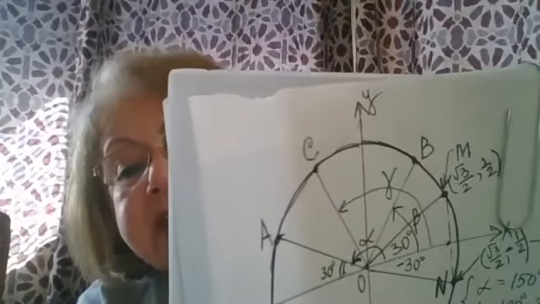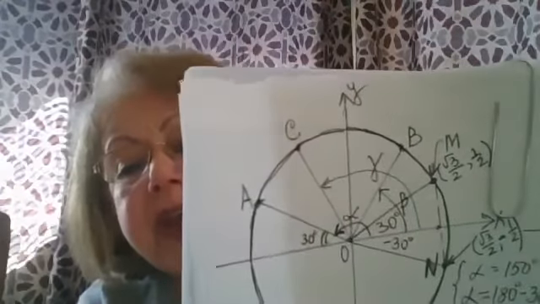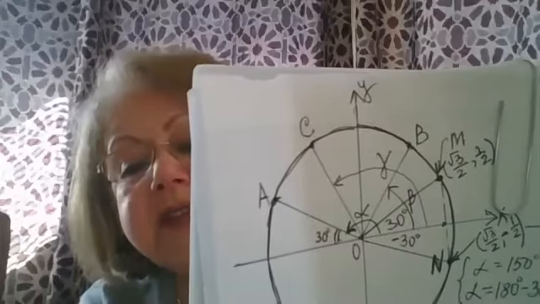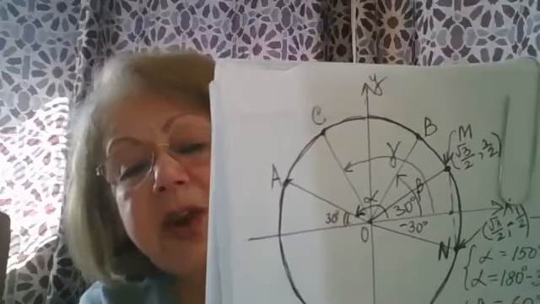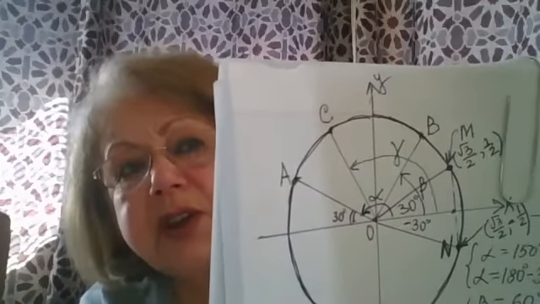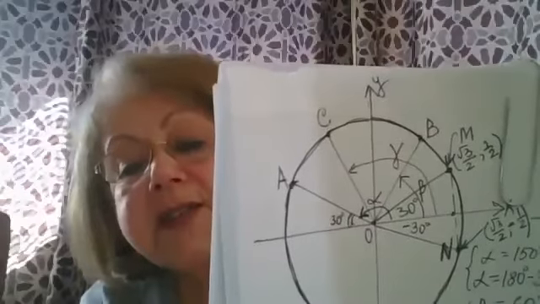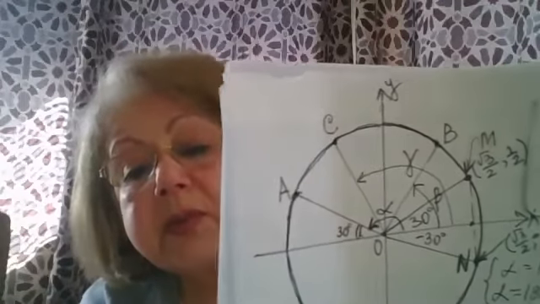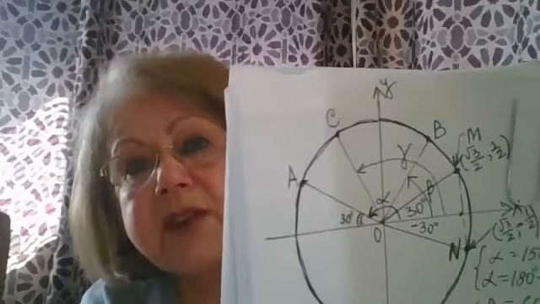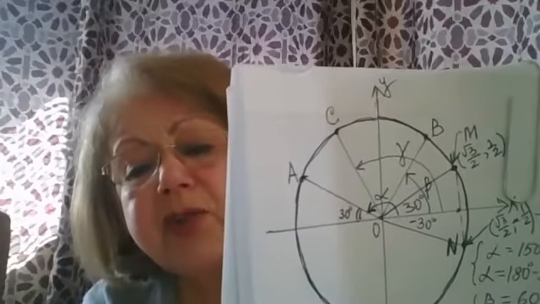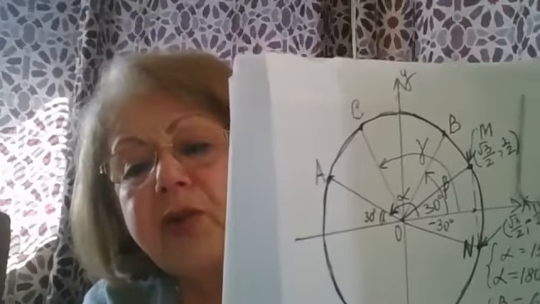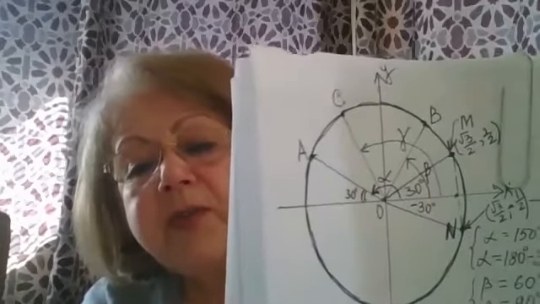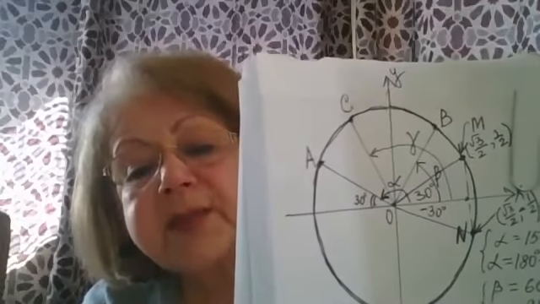X coordinate is square root of 3/2, and Y coordinate is 1/2. And as you understand, I'm using here the unit trigonometric circle. So here, it is very easy to prove that we have this value. So I am assuming that you know that this M should have these coordinates.